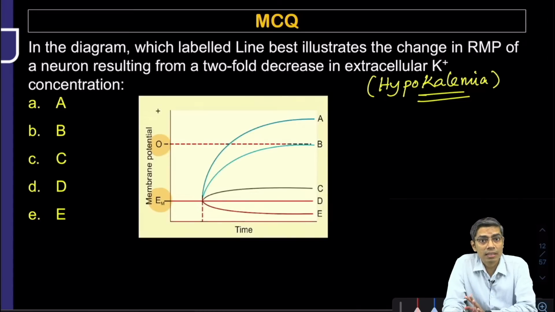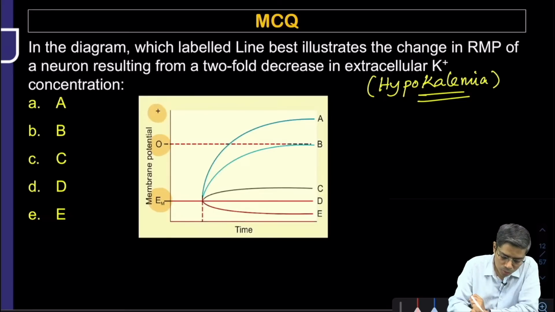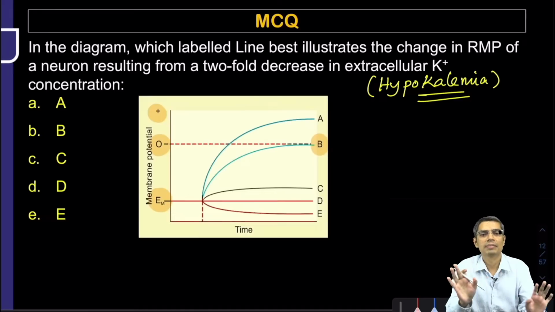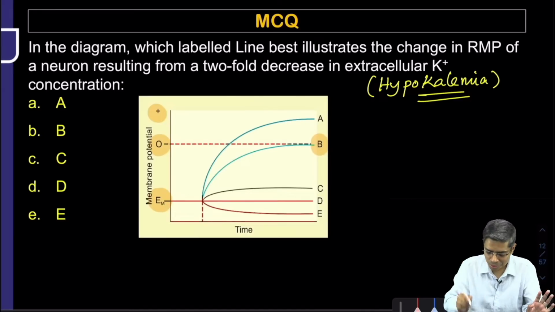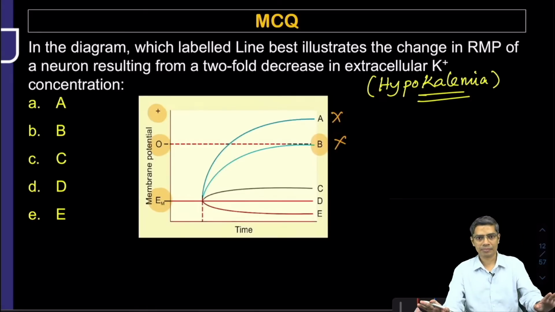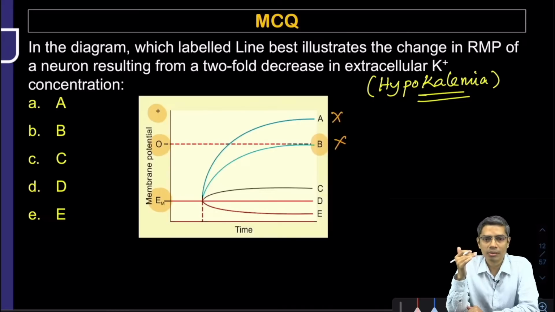During an action potential the membrane can cross 0 millivolt and go up to plus 35, that I can believe. But a rise of RMP up to 0 millivolt because of potassium change is never going to happen. So you can easily exclude A and B, that is not going to happen. Now look at the rest, whether it will be D or C, now you have to look at it.